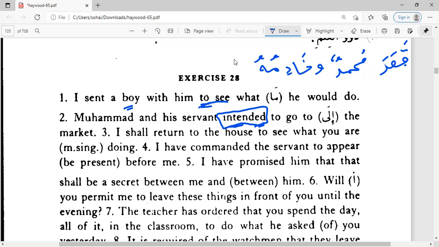Kasada Muhammadun. Other one correct as well. Wa khadimuhu. Muhammad and his servant intended to go, zahaba ilal. So I mentioned, to go is zahaba. Yeah, go is zahaba. The word to here, which could mean, we use a particle.